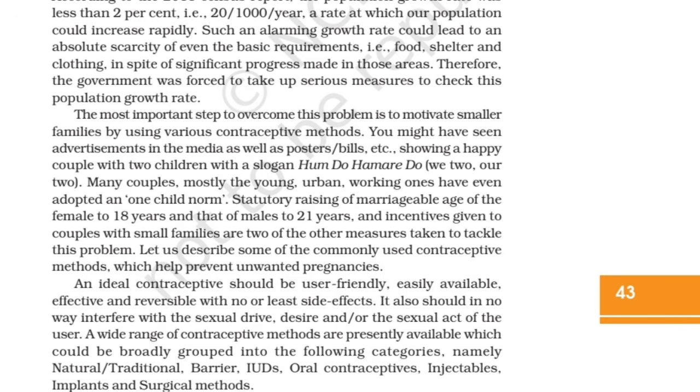An ideal contraceptive should be user-friendly, easily available, effective, and reversible with no or least side effects. It also should in no way interfere with the sexual drive, desire, and/or the sexual act of the user. A wide range of contraceptive methods are presently available, which could be broadly grouped into the following categories, namely natural/traditional, barrier, IUDs, oral contraceptives, injectables, implants, and surgical methods.